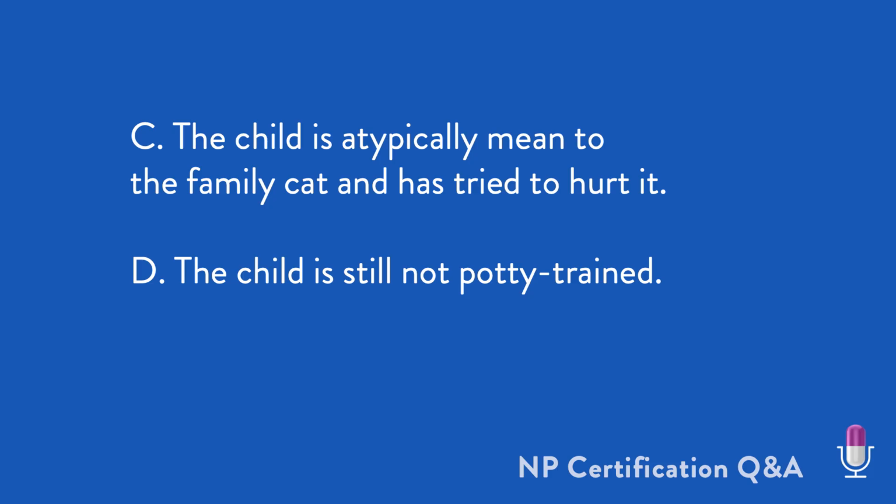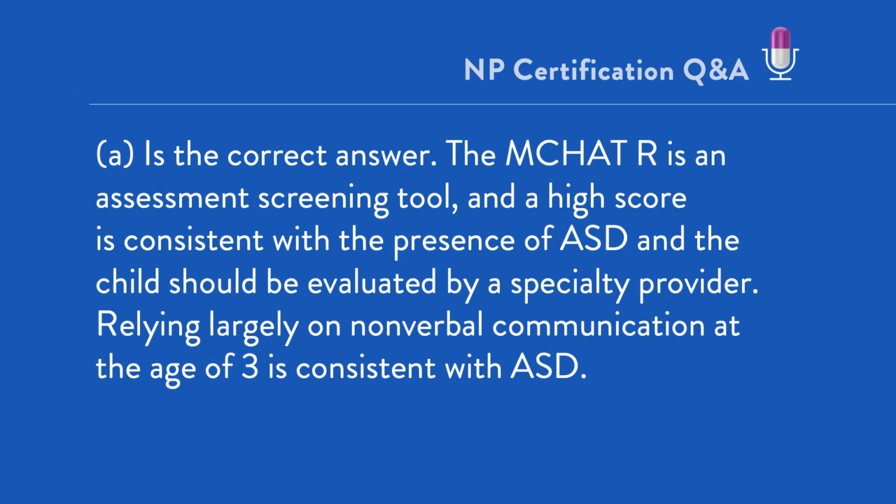Which of the following findings in the child would support an elevated MCHAT R score? And the answer is A. A is the correct answer. The MCHAT R is an assessment screening tool, and a high score is consistent with the presence of autism spectrum disorder, and the child should be evaluated by a specialty provider. MCHAT R is a screening tool. It's a 20-item screening tool that is a screen for autism spectrum disorder.